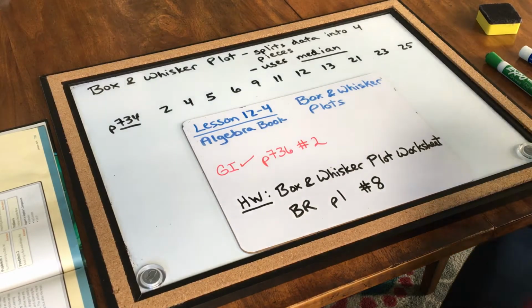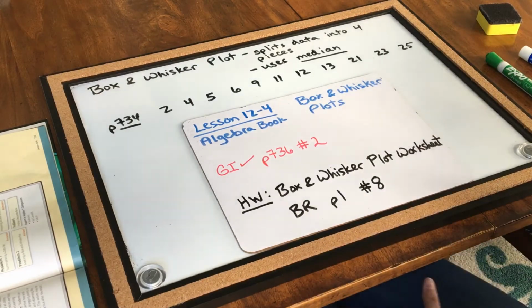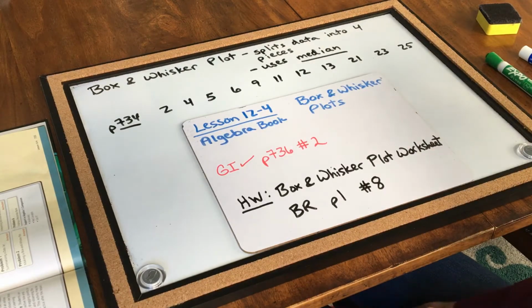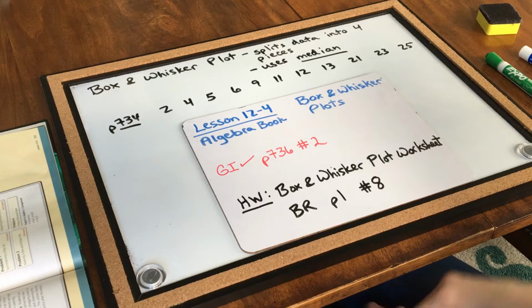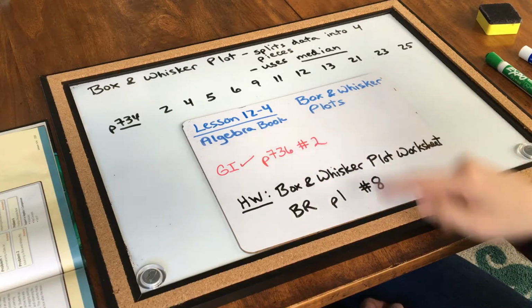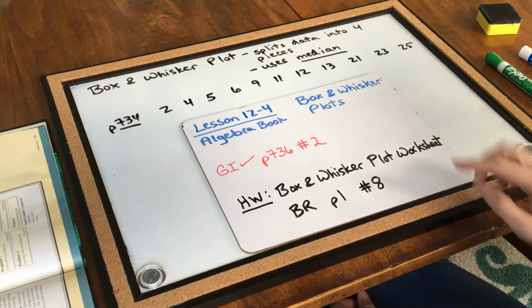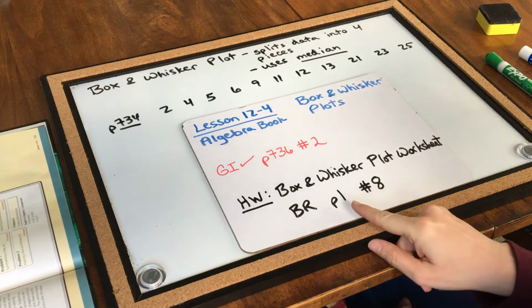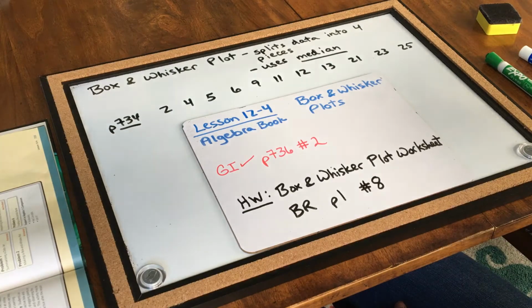And again, this is a section that can be found in your new algebra book, which is lesson 12-4. Your gotta check is going to be on page 736, number 2. And your homework is going to be the box and whisker plots worksheet. And your bell ringer is page 1 of your book, number 8.